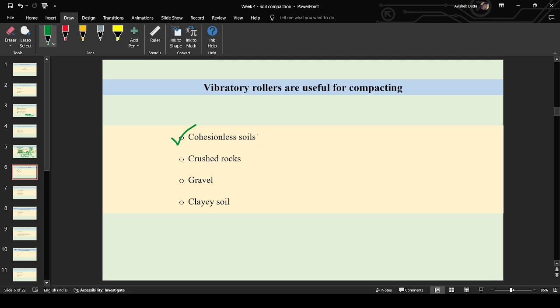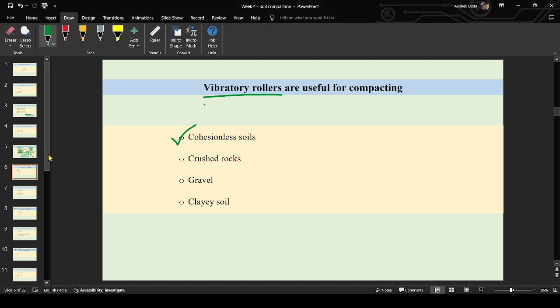Gravel is also a cohesionless soil, so sands and gravels both. Why not clay soil? Because that vibration can damage the internal structure of the clay particles, clay minerals. That's why it is not used. Vibratory rollers are suitable for only cohesionless soils, not for fine grained soil, especially not for clay soils. Yes, good.